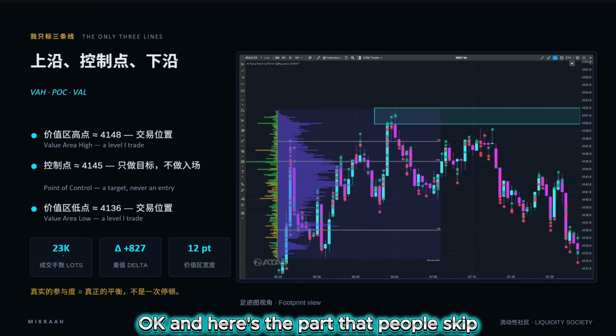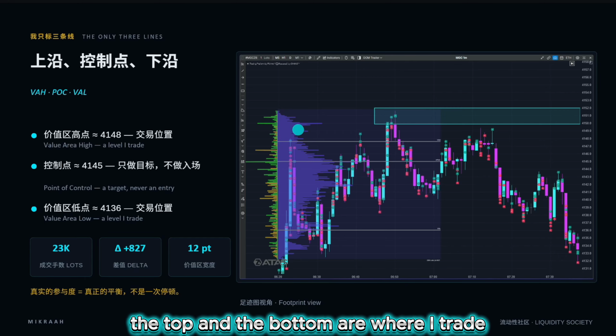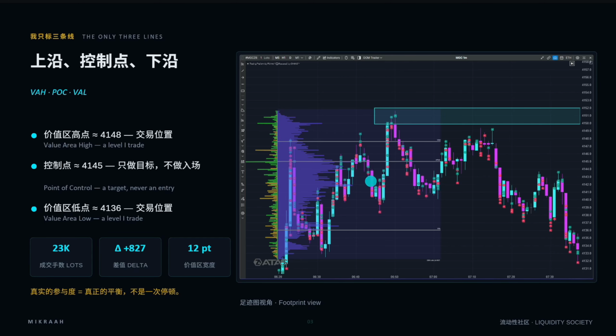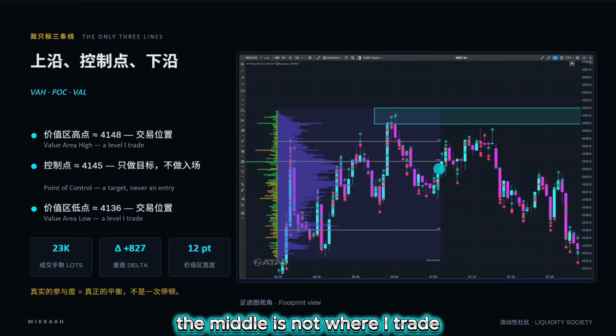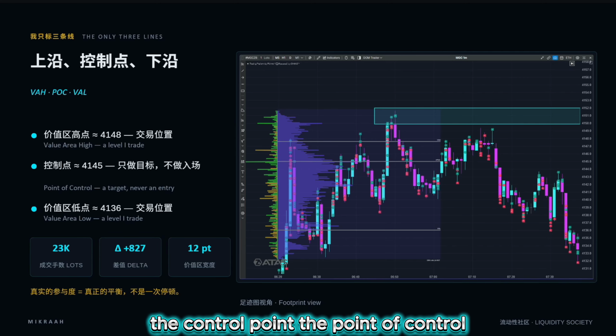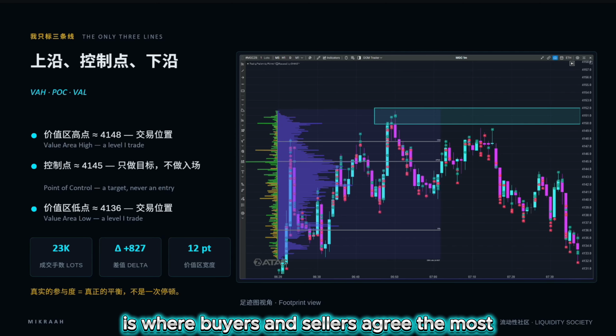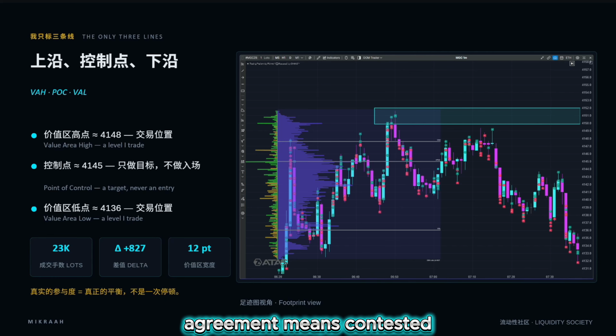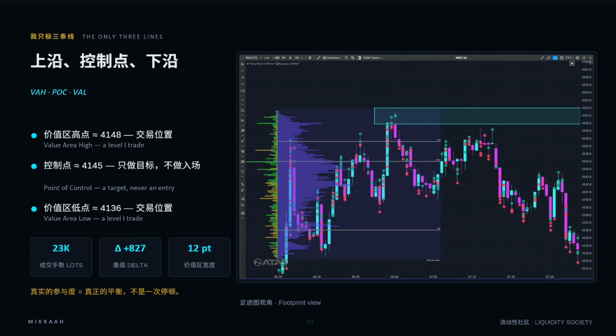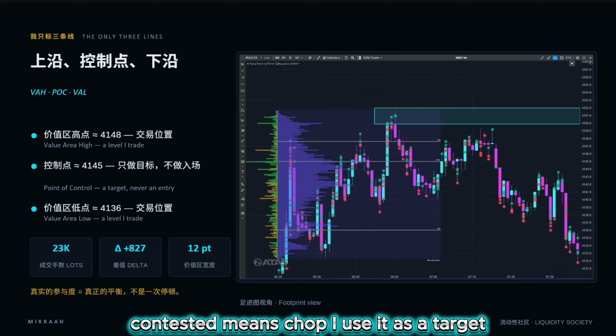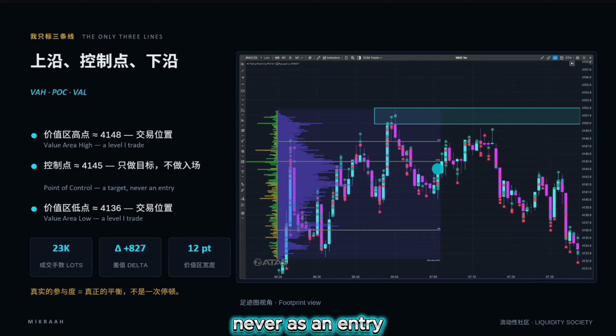Okay, and here's the part that people skip. The top and the bottom are where I trade. The middle is not where I trade. The point of control is where buyers and sellers agree the most. Agreement means contested. Contested means chop. I use it as a target, never as an entry.